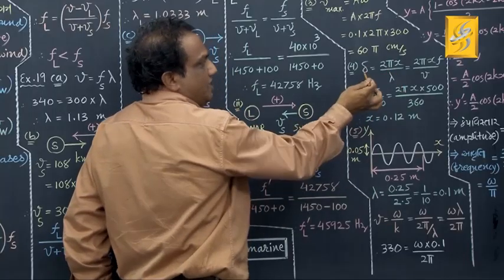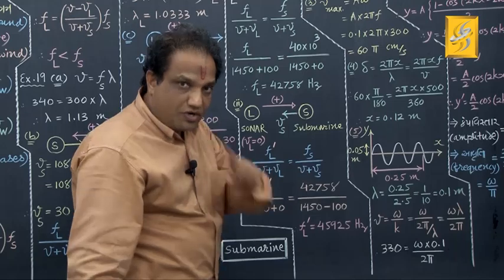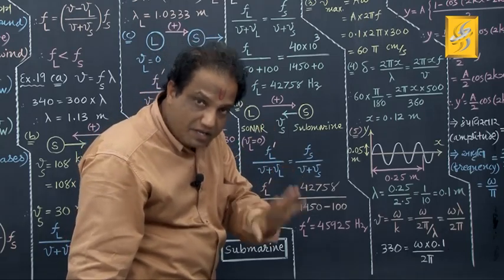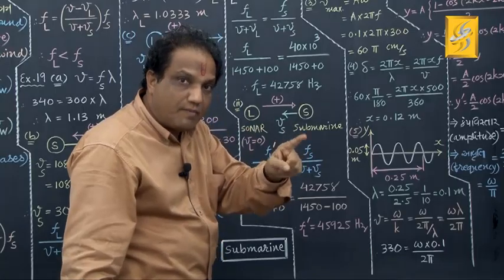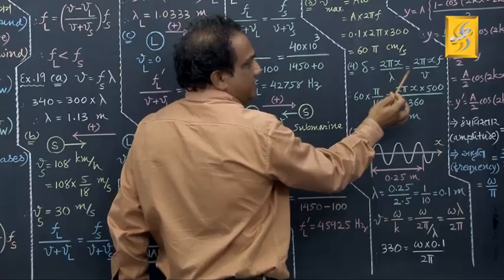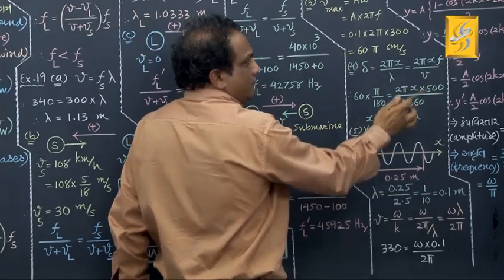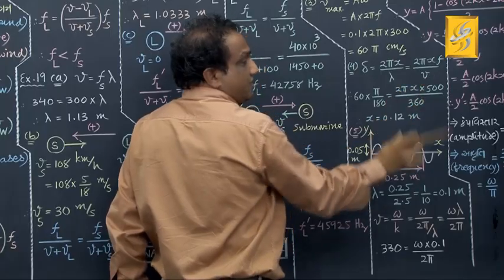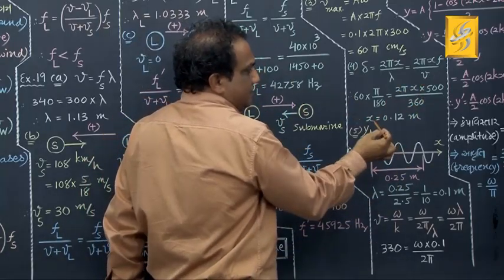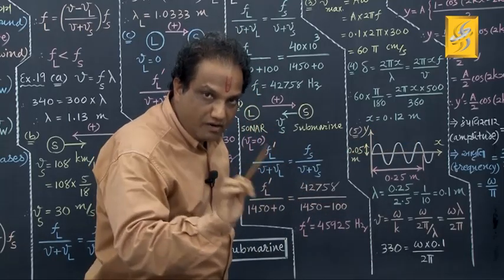Okay, come on, delta value, phase difference, they have given 60 degree. Don't you know, to convert degree to radian, you must multiply by pi divided by 180. Come on, degree to radian multiply by pi upon 180. This 2 pi x as it is. What about frequency? They have given 500 hertz. What about wave velocity? They have given 360 meter per second. Simplify. Answer is x equals 0.12 meter.